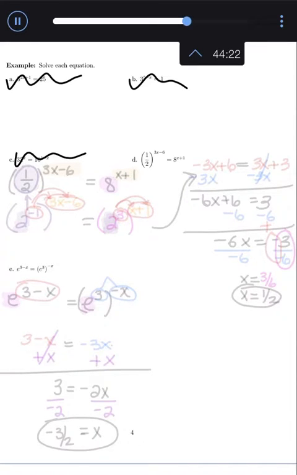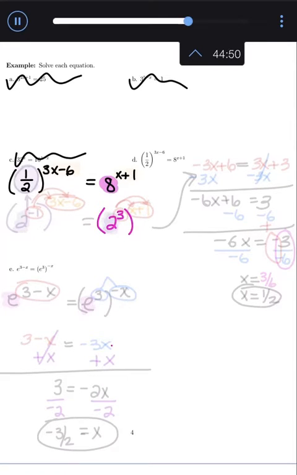Okay, problem D looks a little bit different, but we're going to treat it the exact same way and see how we can get the same base on both sides. So start with whichever one is easier. I think that which one's easier is the 8. The only way to rewrite 8 as an exponent is to rewrite it as a 2 to the third power. So I'll replace the 8 with 2 to the third.